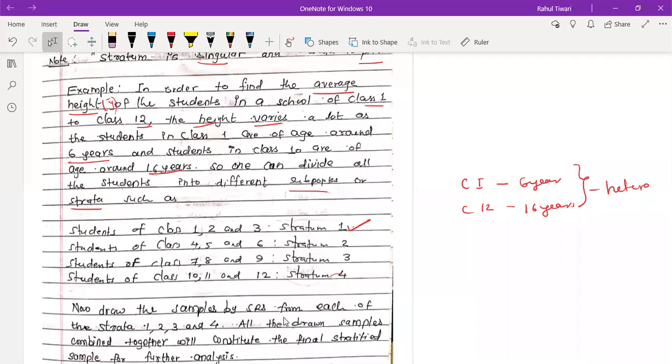Okay, so what I'm trying to conclude here: we have different ages where I cannot use SRS. In that scenario, my simple random sampling fails, and we have to go for stratified random sampling. So you need to create strata, which is a group of persons, or a group of things, which are homogeneous within.